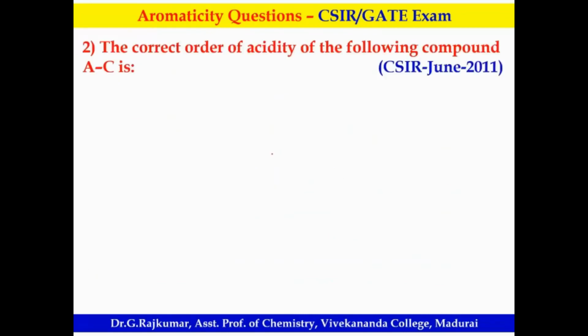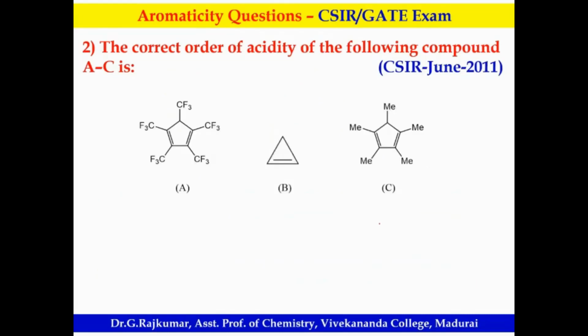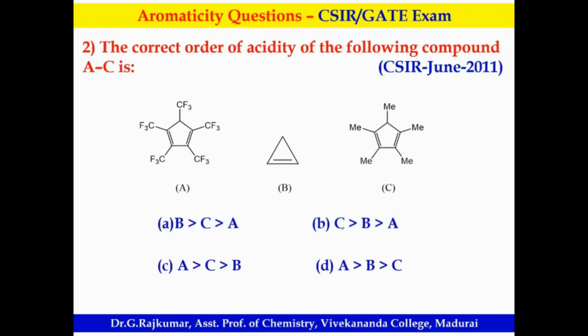Second question. The correct order of acidity of the following compounds. Acidity. After losing a proton, which anion will be more stable? A greater than B greater than C. So option D. Answers from other students also. You can post your answers in the chat box. You can check.